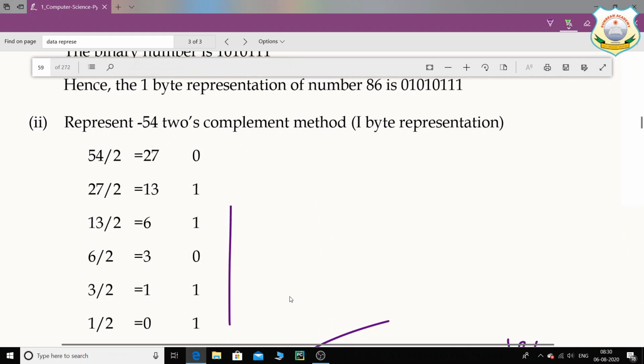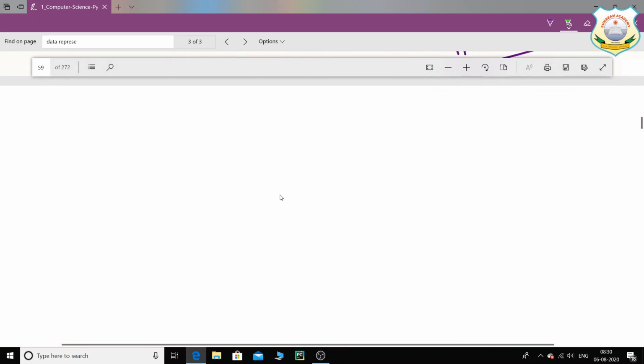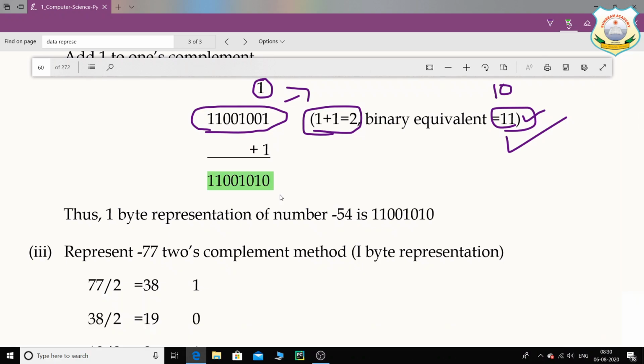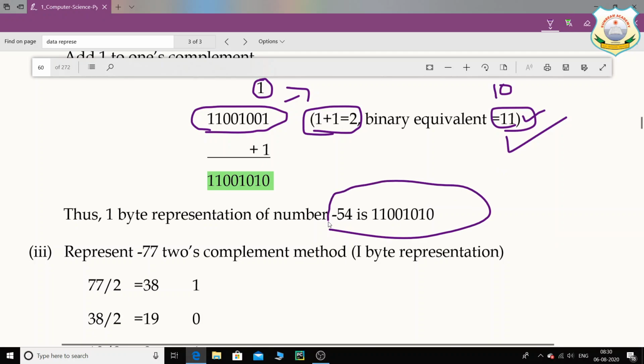Okay, now minus 52, right? So that was the negative number, and we have to convert that into 2's complement. So the final answer, you can see, is written over here, right? So minus 52 in 2's complement will be this. Okay, this is also very simple, nothing really complicated about it. For 2's complement, the first step is to convert the number into 8-bit, that is 1-byte representation.